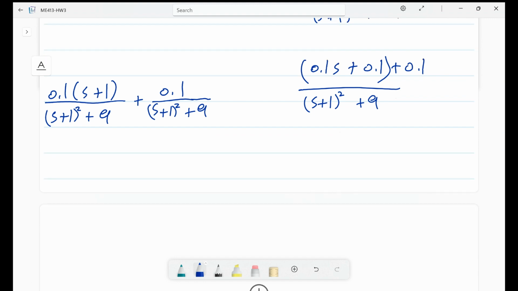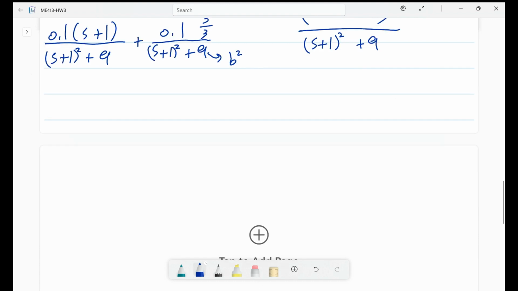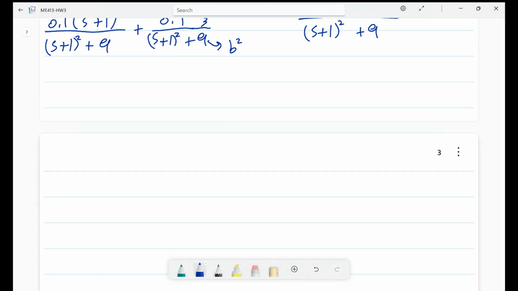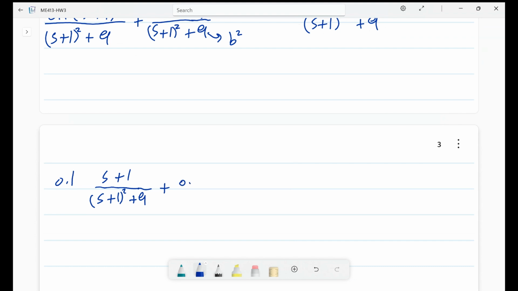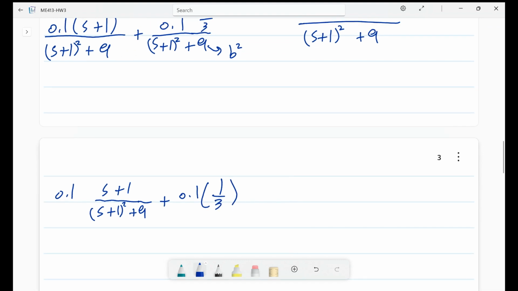Now, this is b square, right? So we need here b, which is 3. So we can just multiply and divide by 3. So this is going to be 0.1 multiplied by (s plus 1) over (s plus 1) all square plus 9, plus 0.1 multiplied by 1 over 3, multiplied by 3 over (s plus 1) all square plus 9.